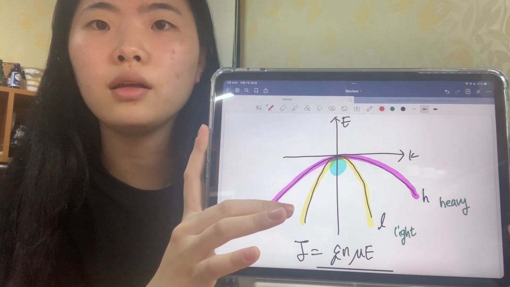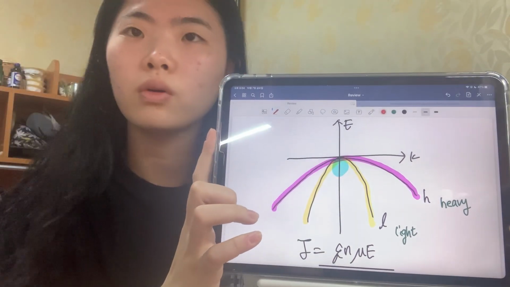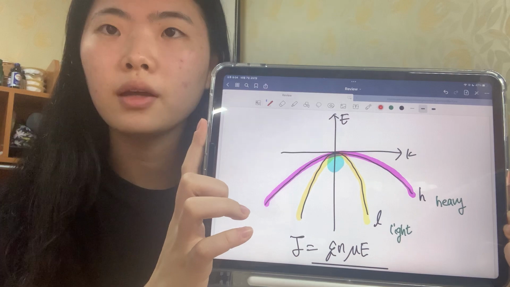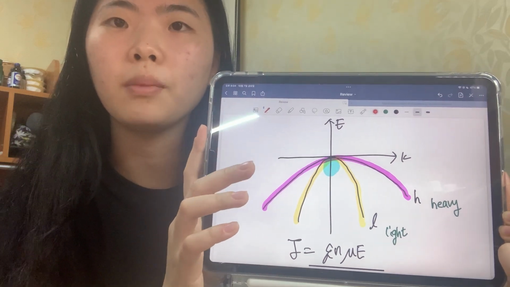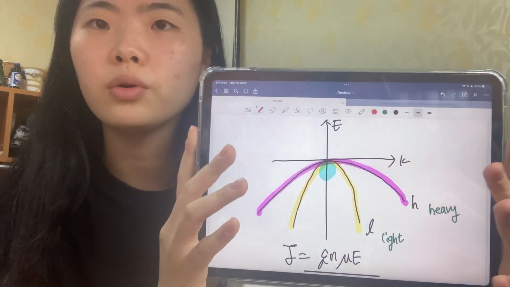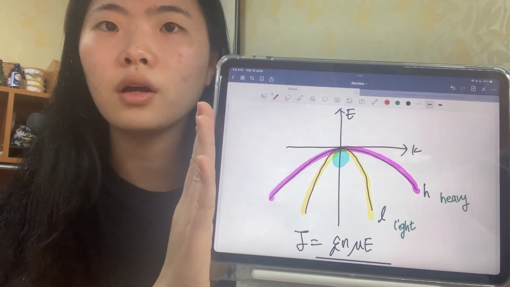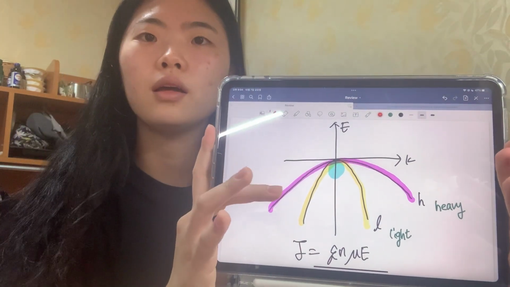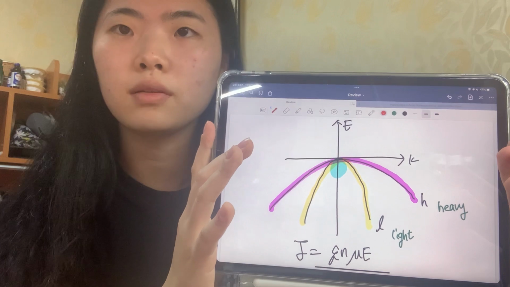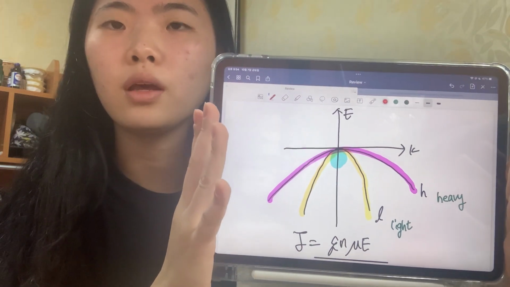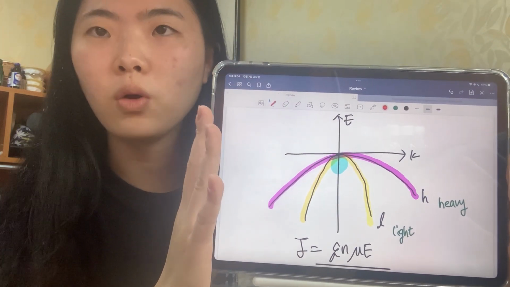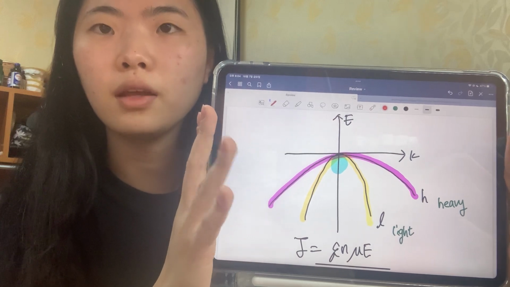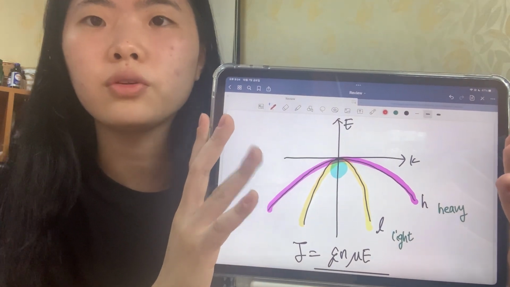So the light hole graph is better than the heavy hole graph, and in the middle of this graph, in that blue circle, heavy hole and light hole coexist. So we can find both heavy holes and light holes in that blue circle.